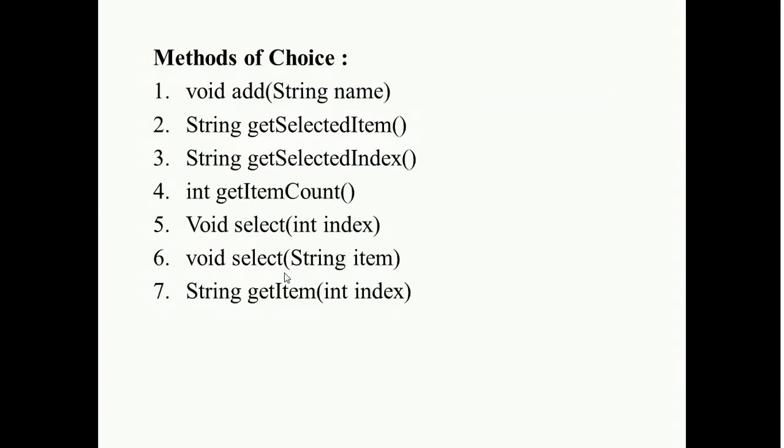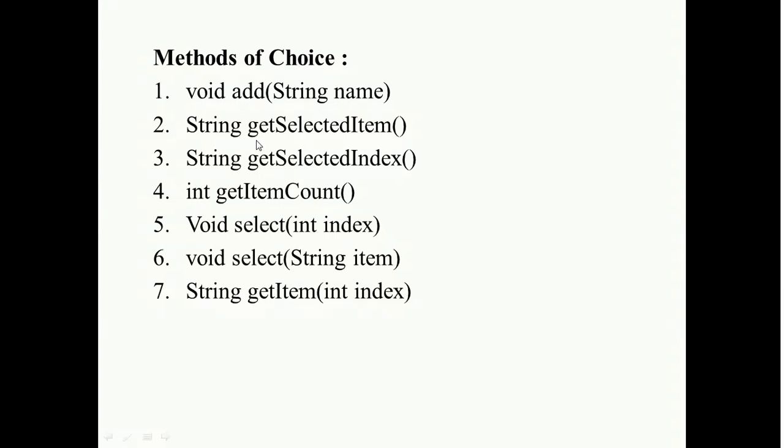Now see some methods of the choice. There are 7 methods of the choice. First one, add. To add an item into the list, the add method is used. It has the parameter string name. Here the name of the item is the string. In that we give the name of the item and that will be added into the choice.